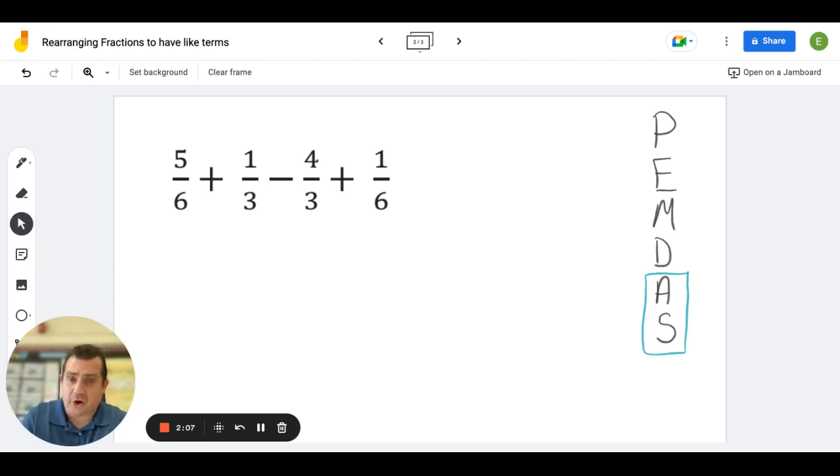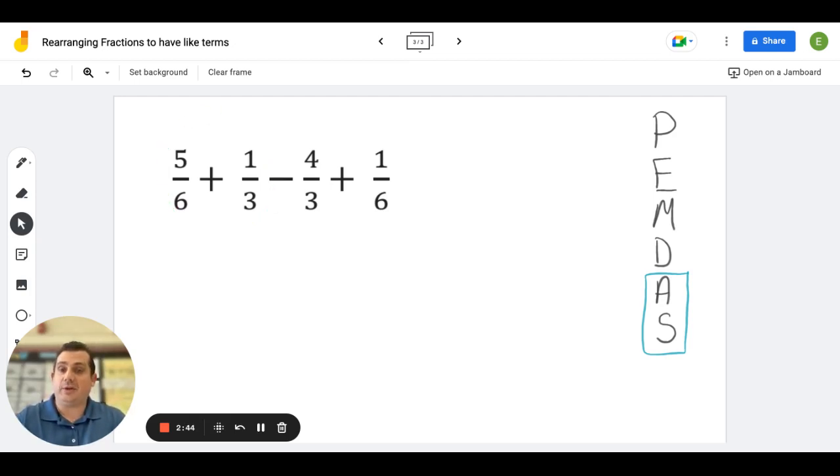I'm going to start with 5/6 because that's on the left-hand side of our equation. Now, you will see it's 5/6 and then we have the plus, but the operation sign is going to be in the front of the fraction. So that plus sign, that addition sign, is really with the 1/3. And obviously, we're not going to combine 5/6 plus 1/3 because they don't have common denominators.